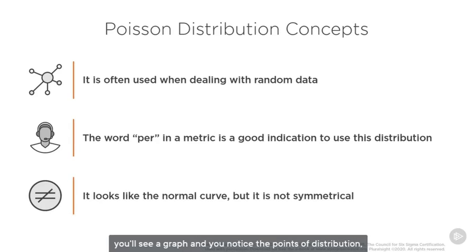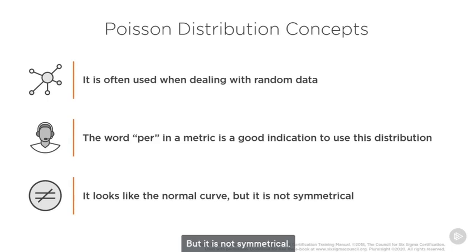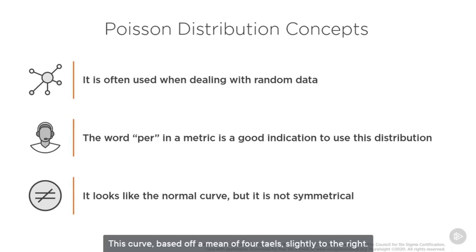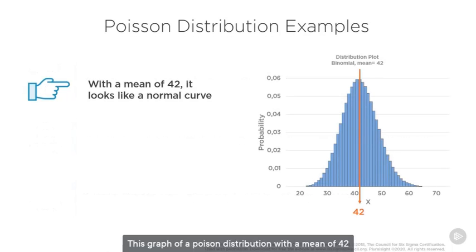In the coming slide, you'll see a graph, and you'll notice the Poisson distribution can look a little like the normal curve, but it is not symmetrical. This curve, based off a mean of 4, tails slightly to the right. This graph of a Poisson distribution with a mean of 42 looks even more like the normal curve.